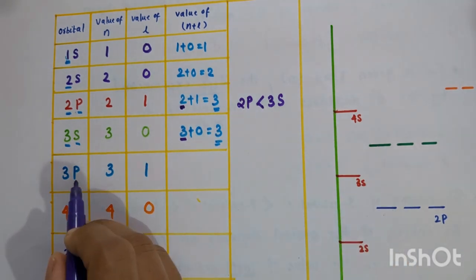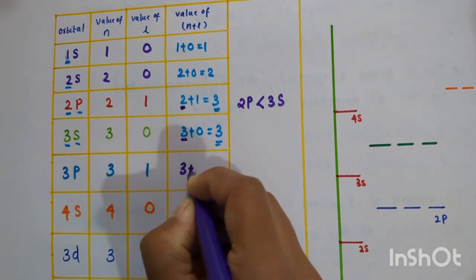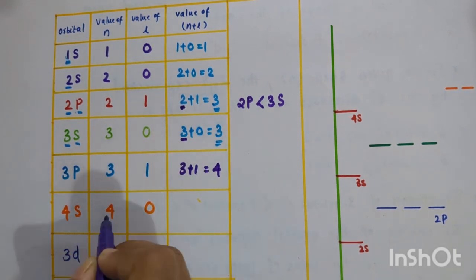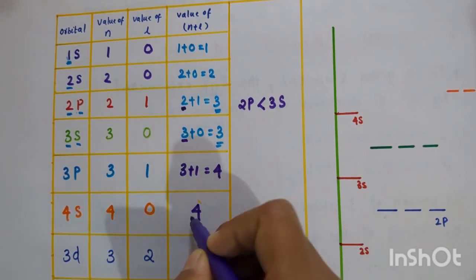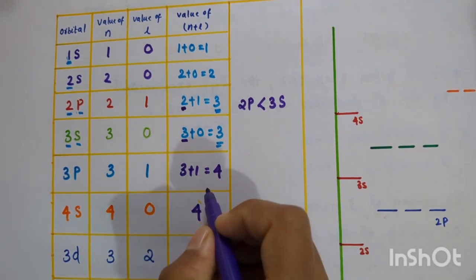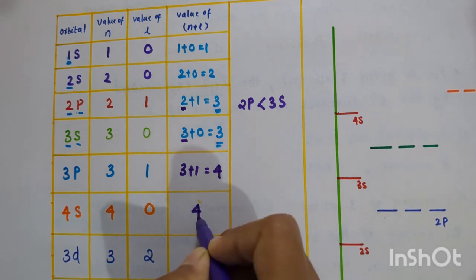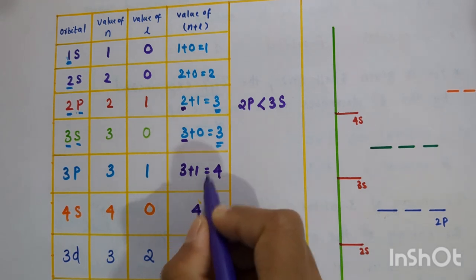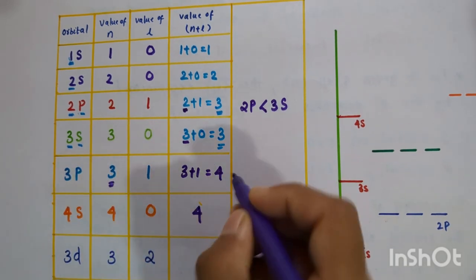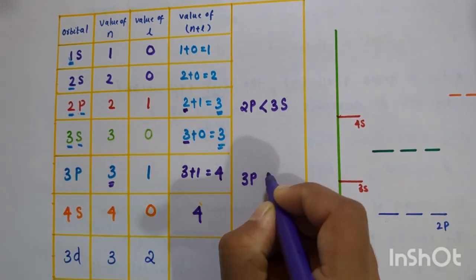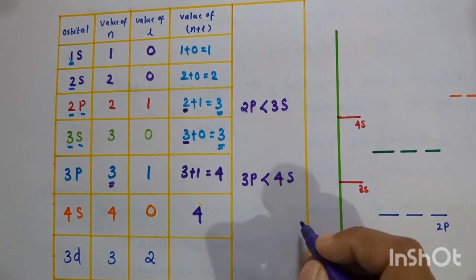Similarly, when you consider 3p, n value 3, L value 1. So 3 plus 1 will be equal to 4. For 4s, it will be 4 plus 0, which is 4. So when you compare 3p and 4s, you see both 3p and 4s orbitals are having the same n plus L value. So the one with the lower value of principal quantum number will have lower energy. So you see 3p will have lower energy than 4s orbital. Okay.